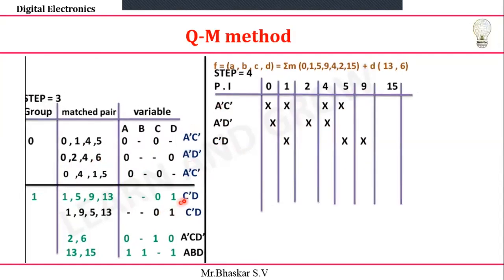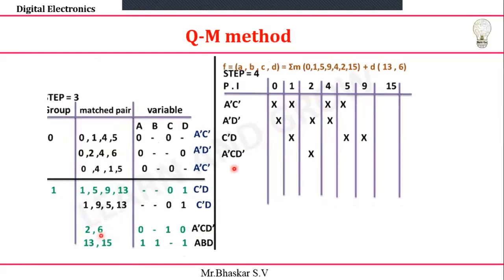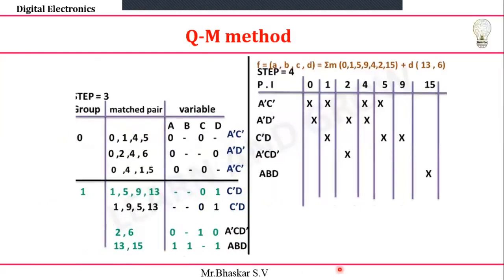Next, I'm looking at this case, c dash d, considered only once, which is 1, 5, 9, 13. So make a particular column for 1, 5 and 9, and 13 I'm not going to consider because it is a don't care condition. Next, 2 comma 6 you have, which is a dash c d dash. So next I'm going to take 2 and 6, but 2 and 6 I'm not going to consider, it's a don't care condition. And 13 and 15 here, 13 is also a don't care condition, that's why I'm not going to consider it, so I'll have abd, and abd I'm going to take as 15 only. Next procedure, how to simplify it.